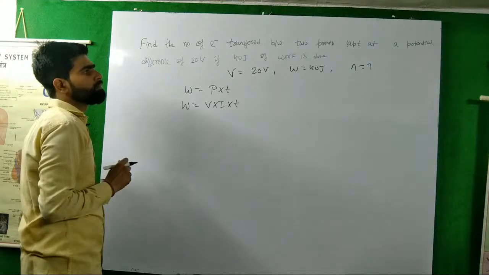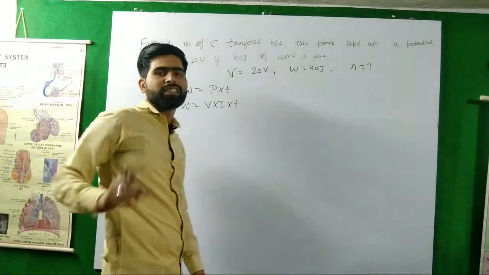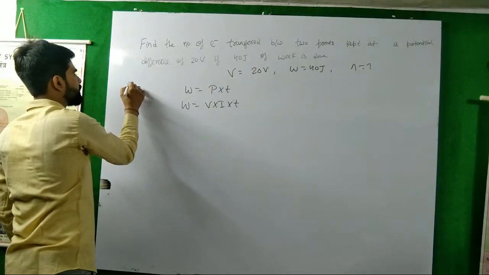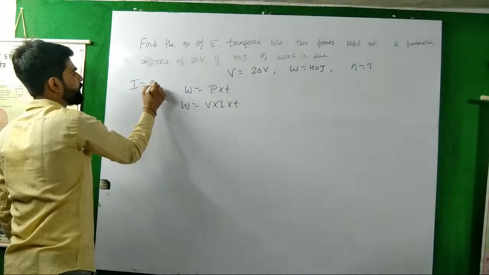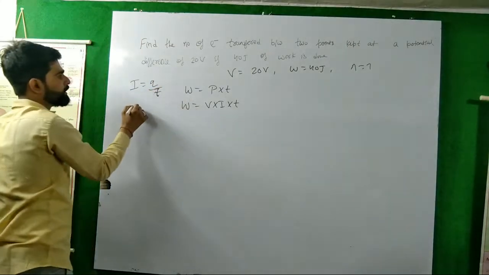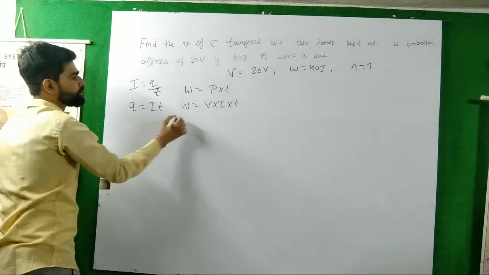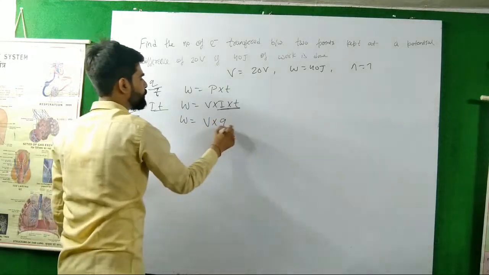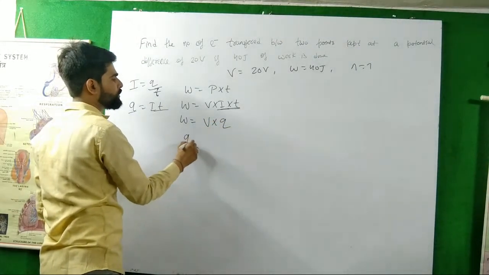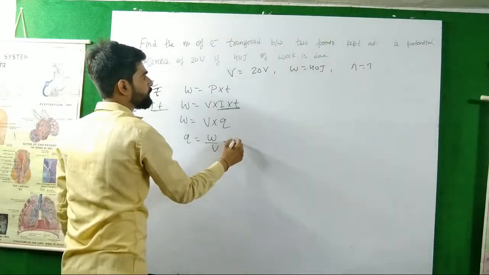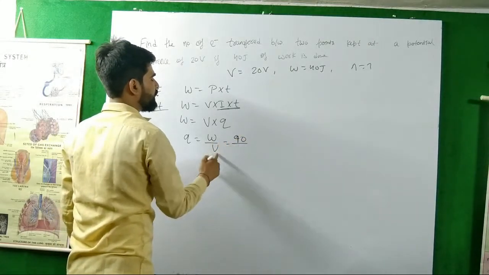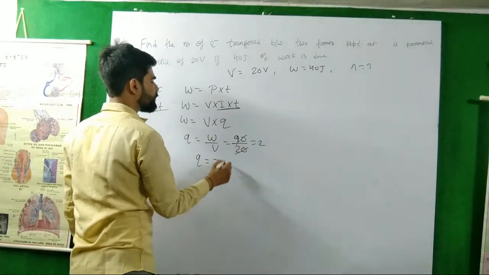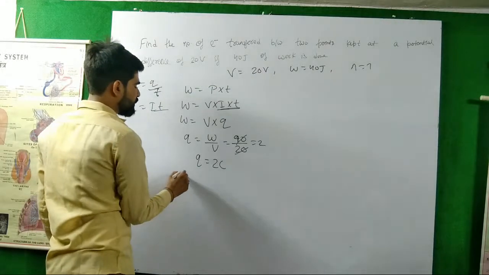Now we have to find the number of electrons. For this we have to find the charge in the given circuit. We know very well I is equal to Q upon T, so Q is equal to IT. So we can put Q in place of IT, and Q is equal to W upon V. The value of W is 40 and the value of V is 20. Cancel out, Q is equal to 2 coulomb, and we know very well Q is equal to Ne.